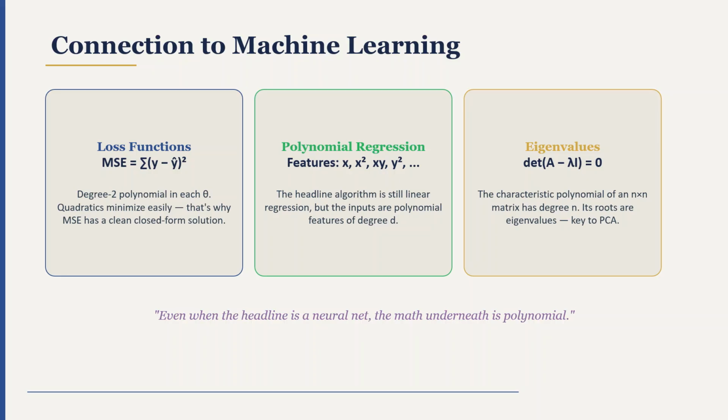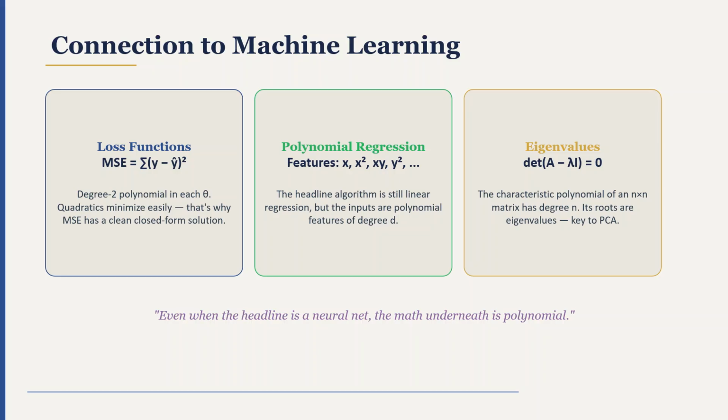Second, polynomial features. In regression, you can create new features from existing ones by squaring them, cubing them, or multiplying them together. Expanding x plus 1 squared into x squared plus 2x plus 1 is literally creating polynomial features. scikit-learn has a preprocessor called polynomial features that automates this.